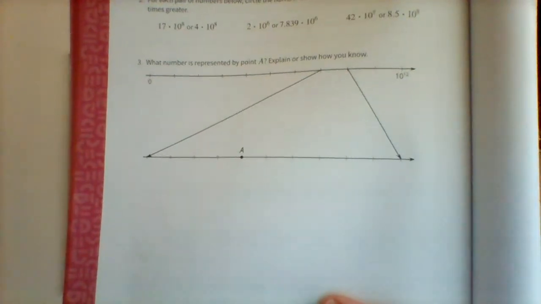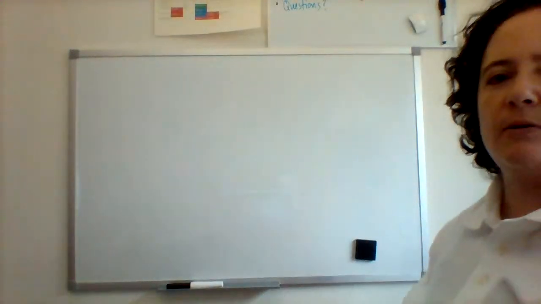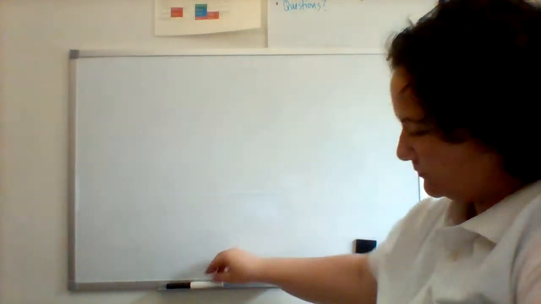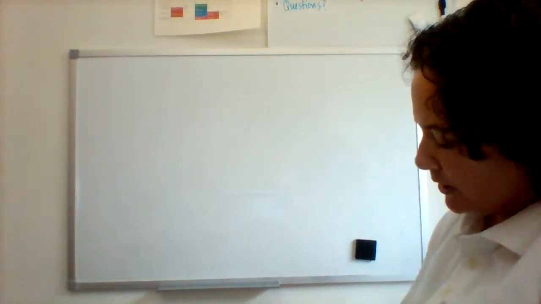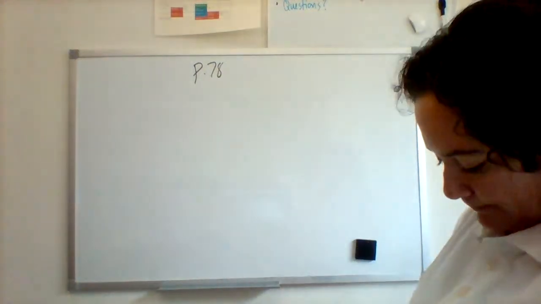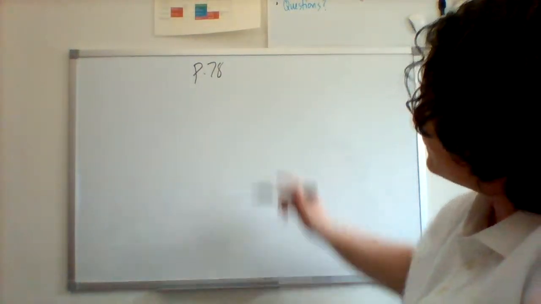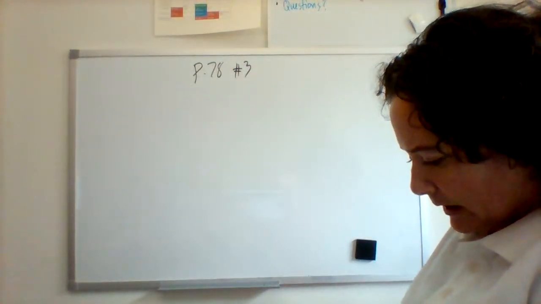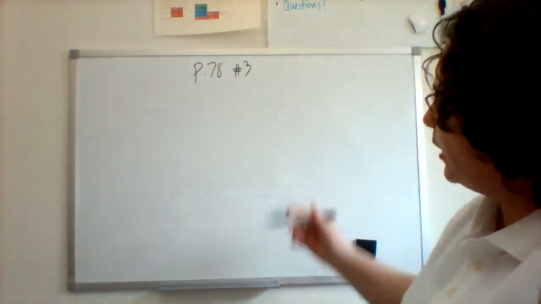And what I'll do is I'll copy this onto the board. Kind of stinks that I don't have my own smart board, huh? So I'll write it down so that people can see if they need help with it later. Page 78, number 3. What number is represented by point A, and explain or show how you know?